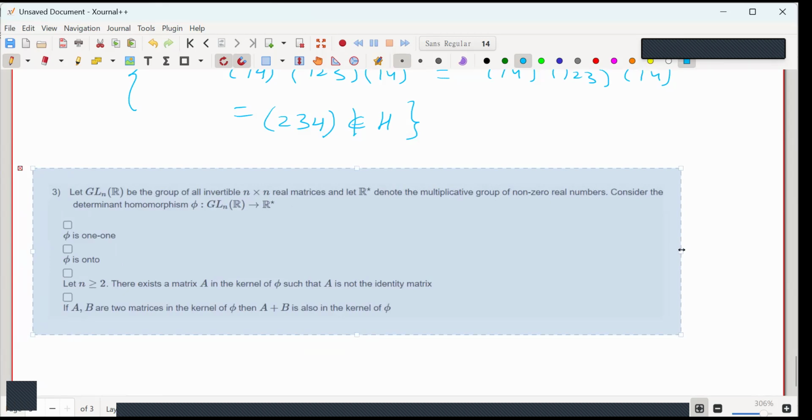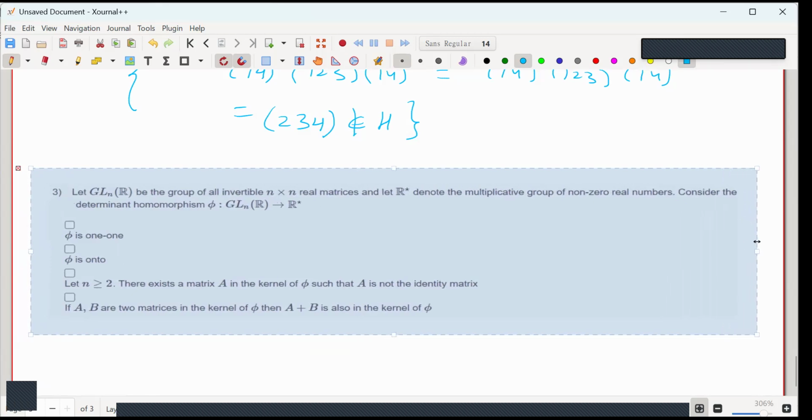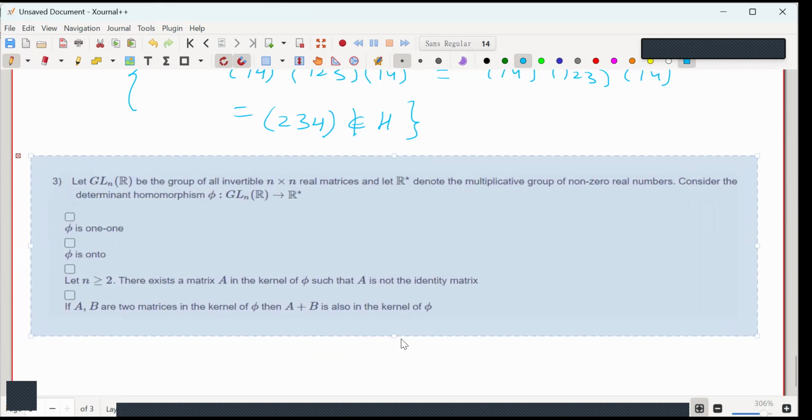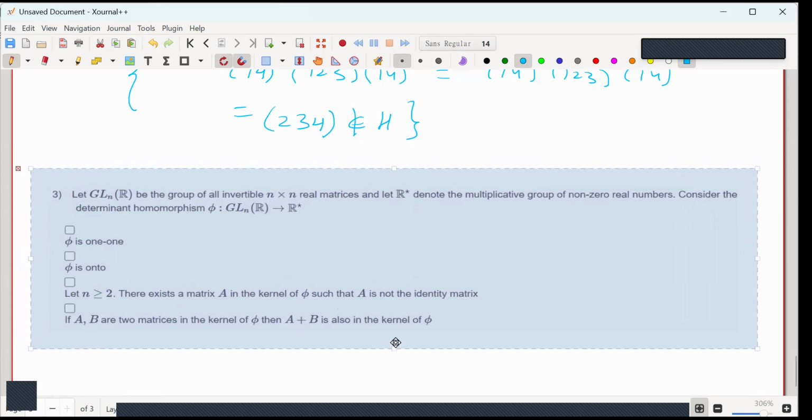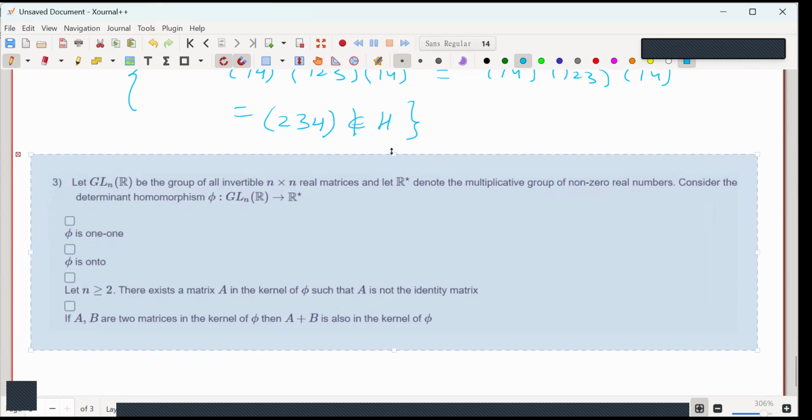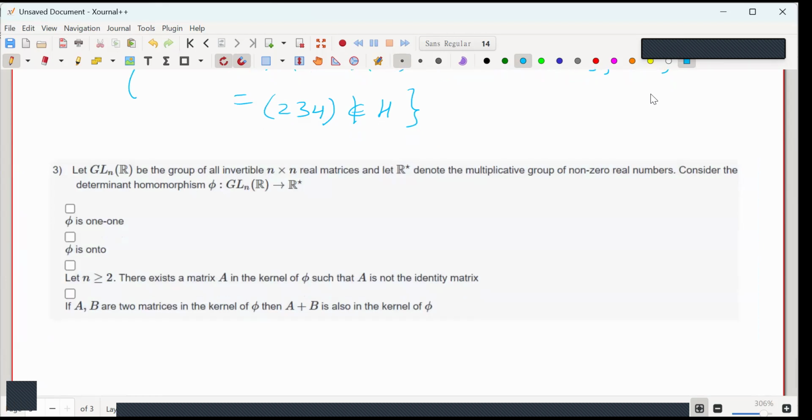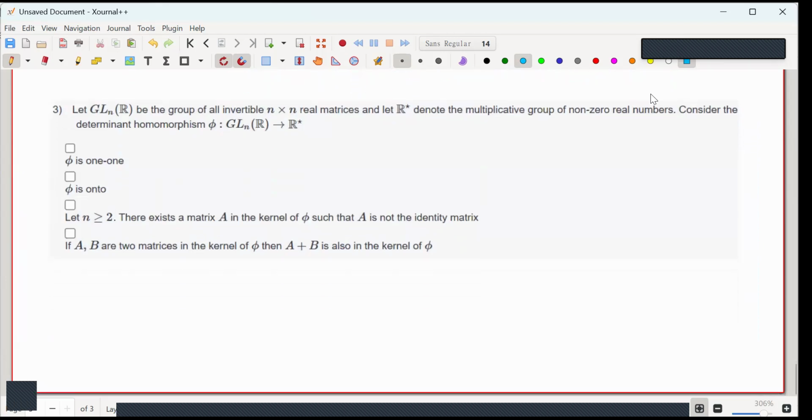So let GLnR be the group of n cross n real matrices and R star denote the multiplicative group of non-zero real numbers. We have the determinant map from GLnR to R star. I hope you remember the determinant map, right? Yes. A matrix is just mapped to its determinant.